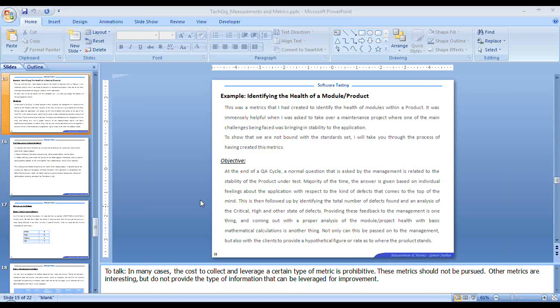Okay, what is the difference between schedule variance and effort variance? Schedule variance is time-based. Effort variance is your personal effort. Let's say, for example, you are looking at releasing the product by, let's say, the 15th of this month. The variance resulted in the release happening on the 18th.